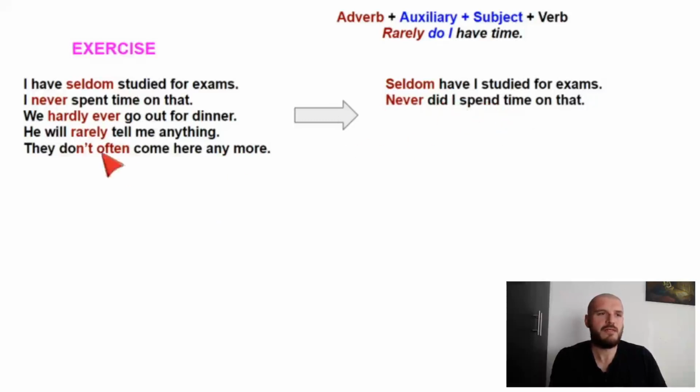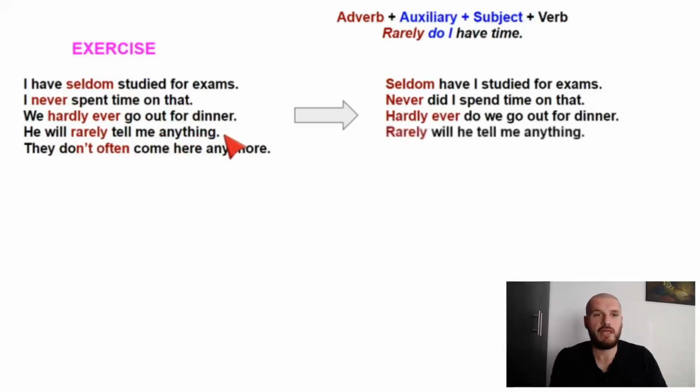Did I spend? We hardly ever go out for dinner. Hardly ever do we go out for dinner. He will rarely tell me anything. Rarely will he tell. They don't often come here anymore. Not often do they. There are 1 or 2 examples that are culturally very common.